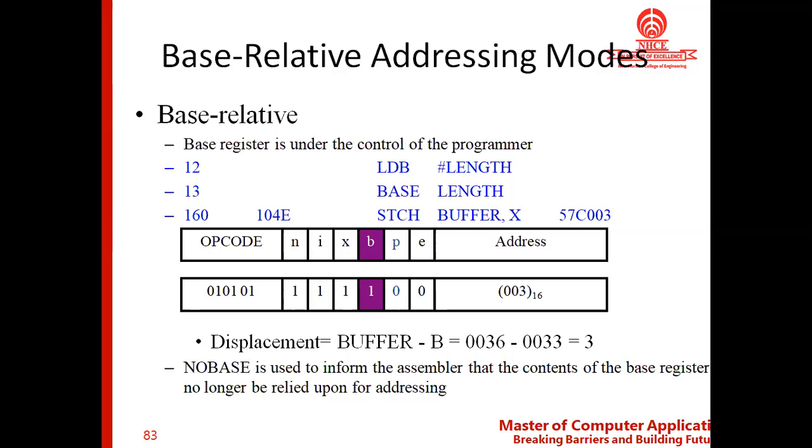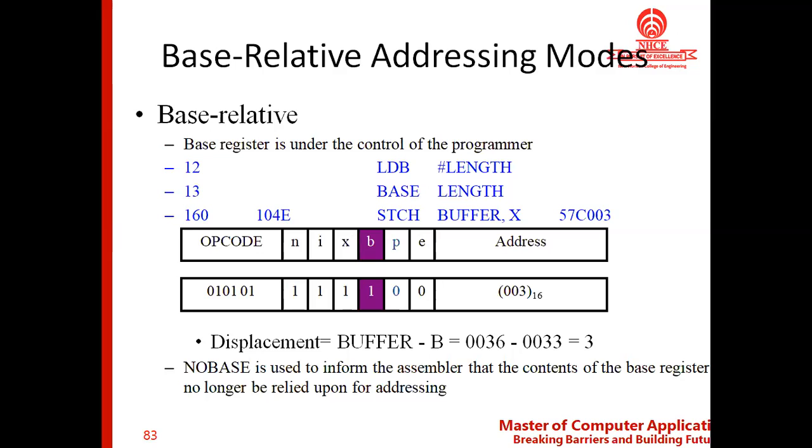So in base relative addressing, what is the value of the base register? That is given by the line number 13. As I was explaining about the instructions, I told you BASE is the assembler directive which is used to assign a value to the base register. So herein the base register value is nothing but the address where LENGTH is defined. So B will have the value 0033. That is the base value.